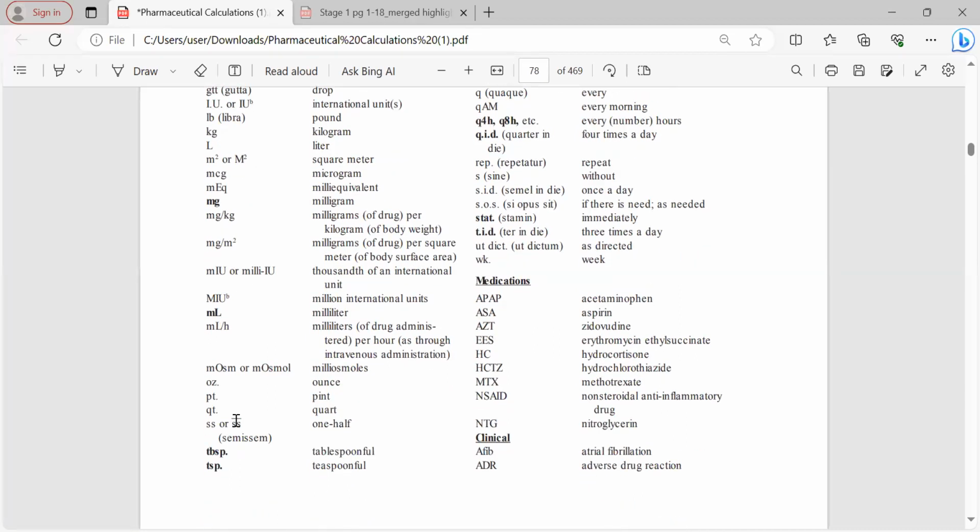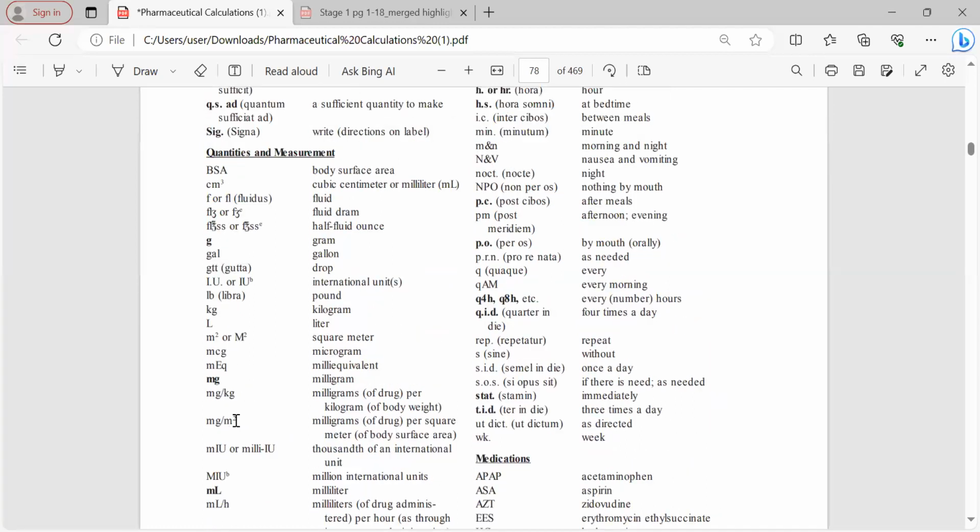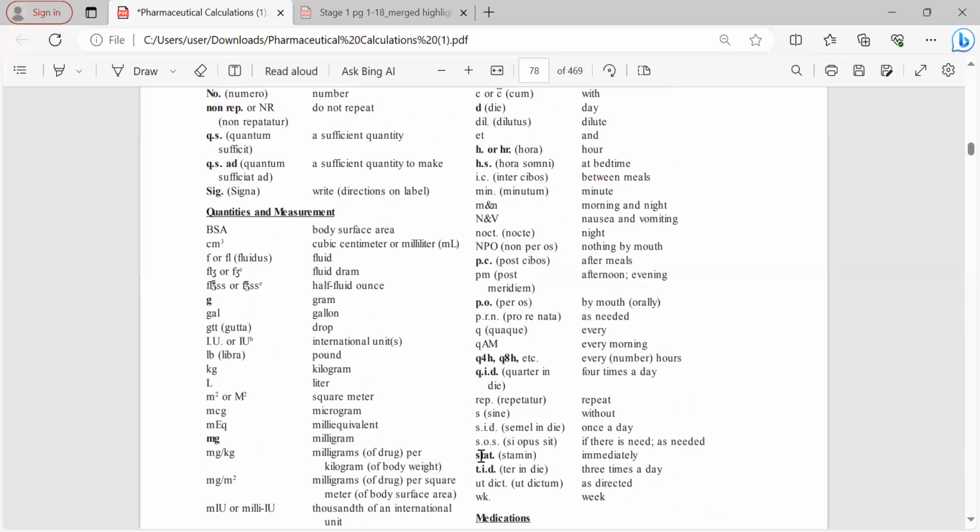Which other one of these is an important one, my people? And start is here. So start immediately. SOS is if there is need or as needed. So it can be used either SOS or PRN. Then it would mean the same thing.